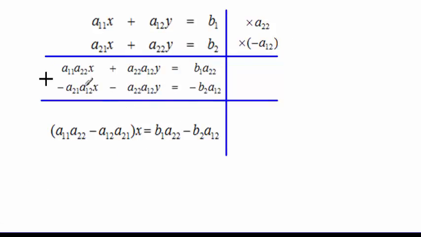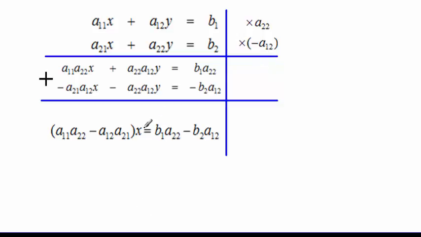We algebraically add the two equations. When we add here, we're going to get 0 for the y terms, and I'm not going to write 0 there. Then we notice here that there's a common factor x, so we take out x as a common factor. Then we get a11 times a22 minus a12 times a21, multiplied by x. And the right hand side will be b1 times a22 minus b2 times a12, according to these coefficients we've got here.